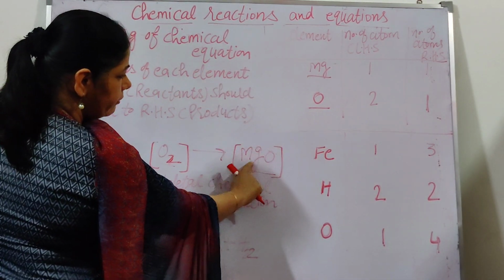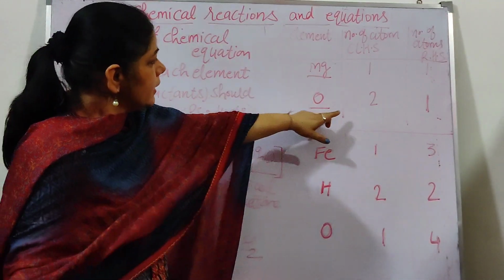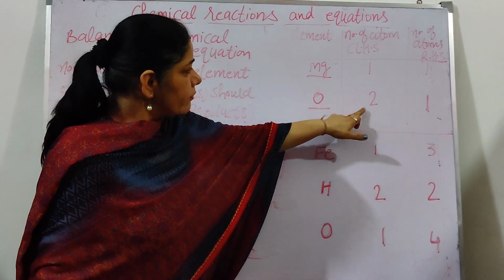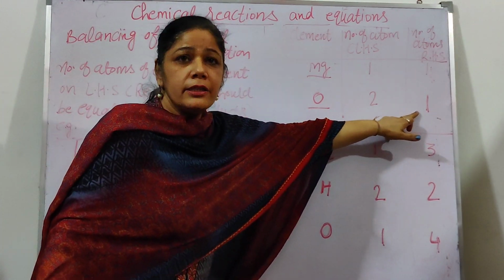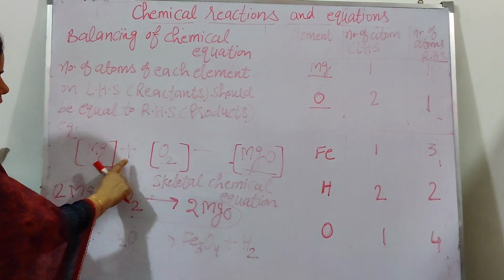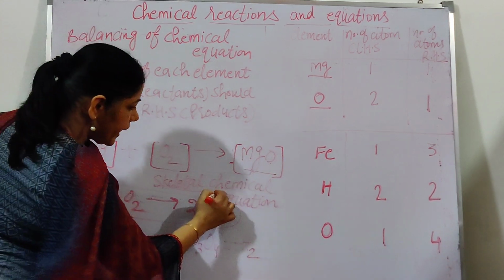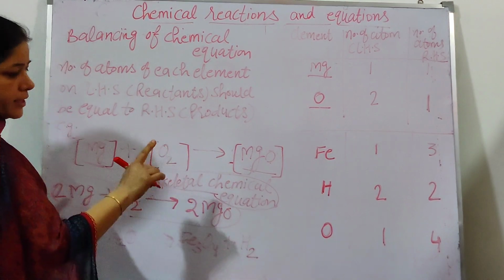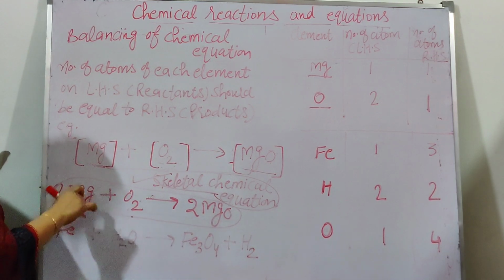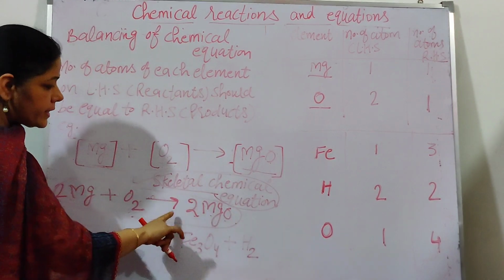Now on the product side, right hand side, magnesium 1, oxygen 1. Now you can see this chemical equation is not balanced because oxygen atoms on the left hand side are 2 and on the right hand side is 1. Now we will balance this chemical equation. Now how can we balance? The number of atoms of each element on the left hand side and the right hand side are not equal. This is called a skeletal chemical equation. An unbalanced chemical equation is called a skeletal chemical equation. Now we have to balance it. Now balance it: 2 Mg plus O2 gives 2 MgO. This is called a balanced chemical equation.